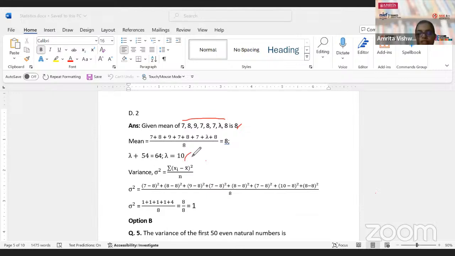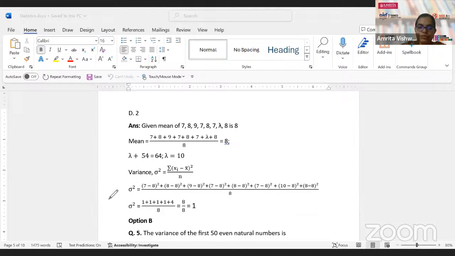Now what the question is asking you to find out is the variance. Variance we'll be able to find with the term sigma square. We know the formula, it is summation of xi minus x bar the whole square by n. You have each and every term here and you already know the mean. So xi means 7 minus 8, 8 minus 8, 9 minus 8, 7 minus 8, 8 minus 8, 7 minus 8, lambda minus 8, 8 minus 8. In the place of lambda, you can substitute 10 because we already found the value.